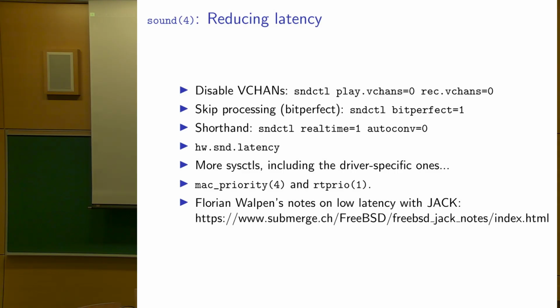You can also use the MAC priority and real-time priority features to get even lower latencies. Let's say you give your audio recording program real-time priority, but this will obviously cause CPU problems. You'll have more CPU wake-ups, hence more load on your computer, but you'll have lower latencies.